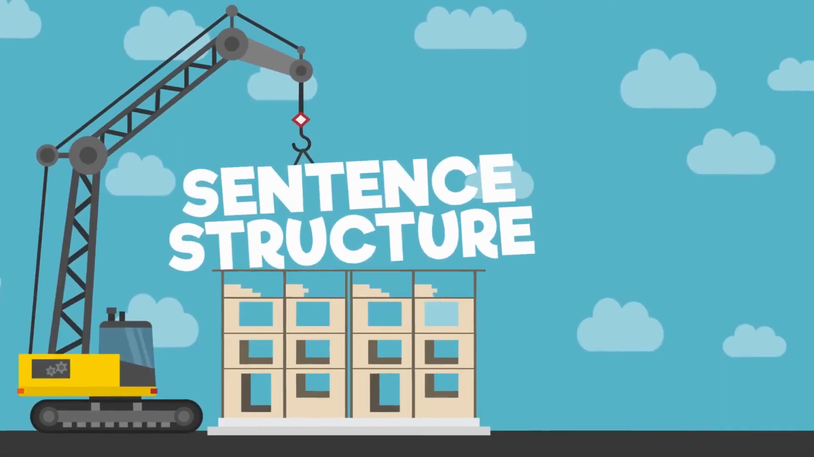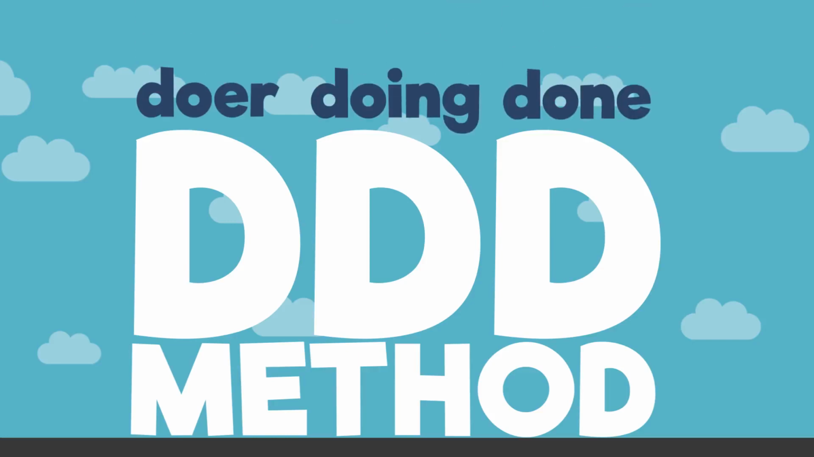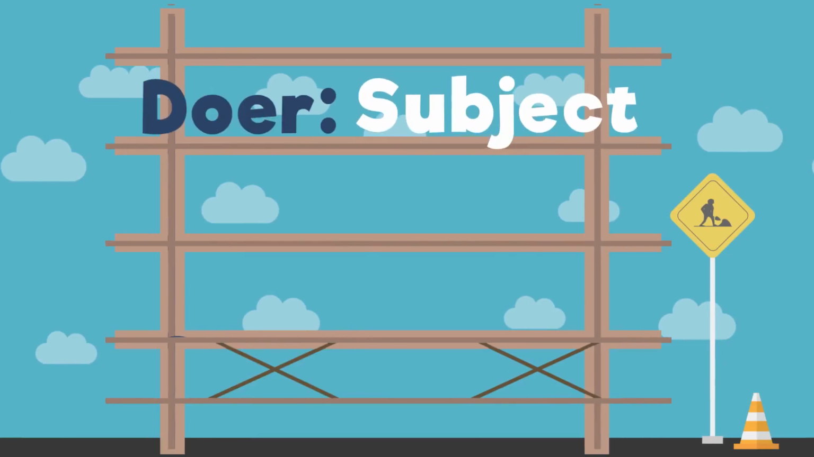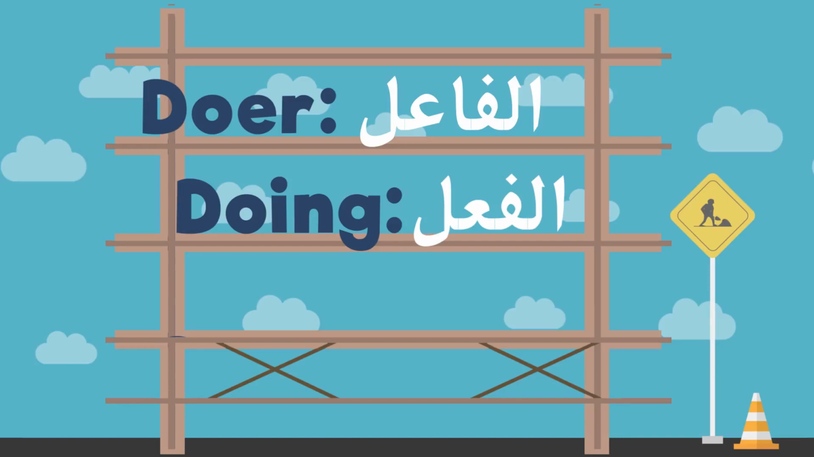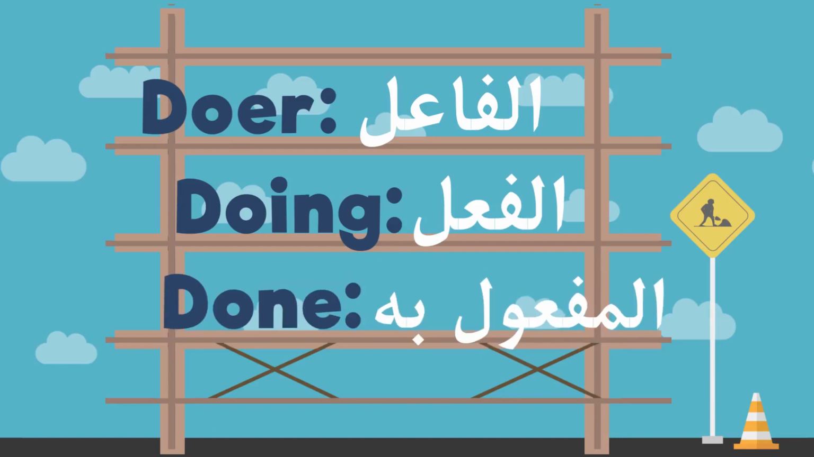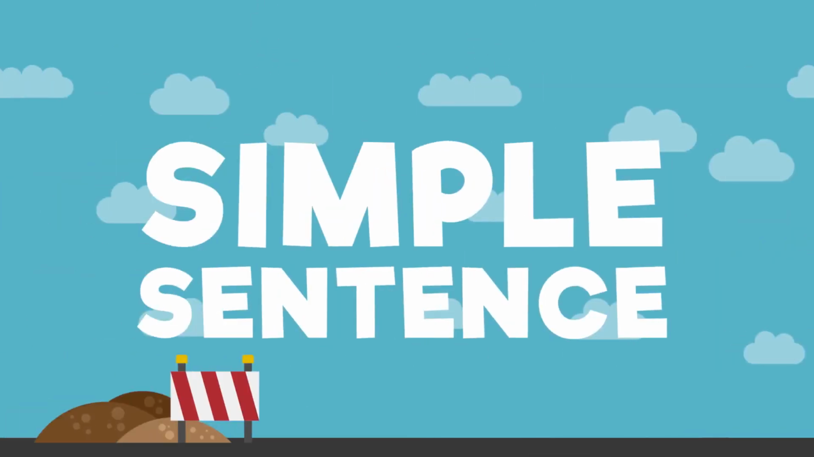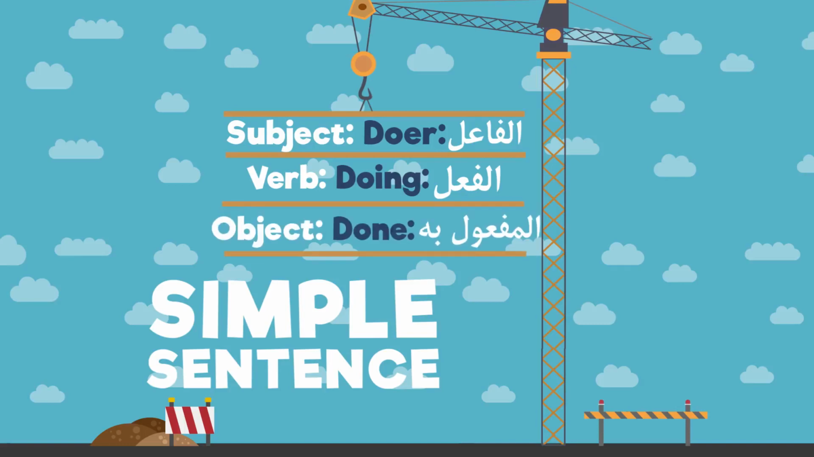For this, we have devised the Dede method, which stands for the doer, the doing, and the done. The doer is the subject of the sentence, or the fa'il. The doing is the verb, or the fi'il, and the done is the object, or the maf'ul bihi. The simplest sentence is, as expected, called a simple sentence. A simple sentence must contain at least two components: the subject, the doer, and the verb, the doing. It can also contain, but not necessarily, an object, the done.